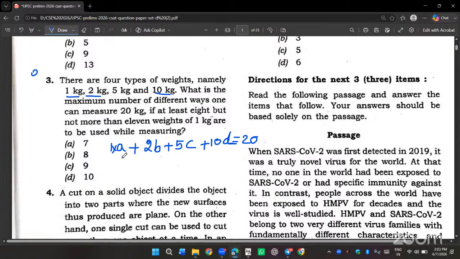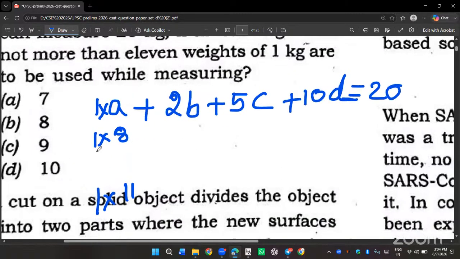Make this equation. Here for A, we have a limitation. What is that limitation? You can use 1 kg weight, 8 weights minimum, and 11 weights maximum. This is the constraint. So in between, you can use 9 or 10. Minimum 8 1 kg weights, maximum 11 1 kg weights.